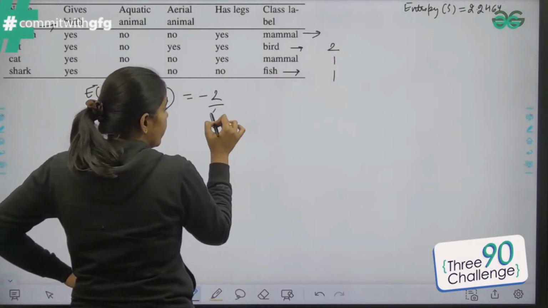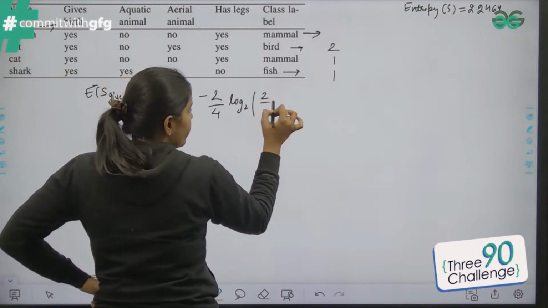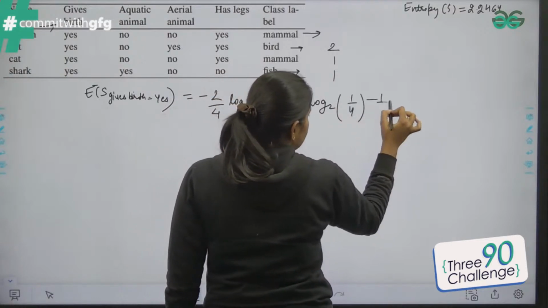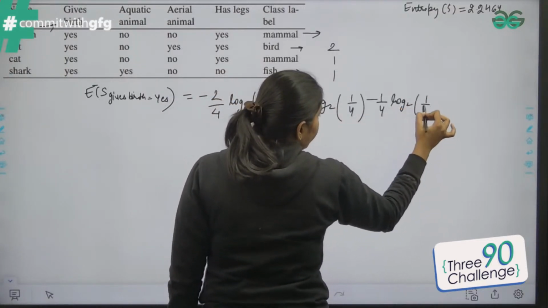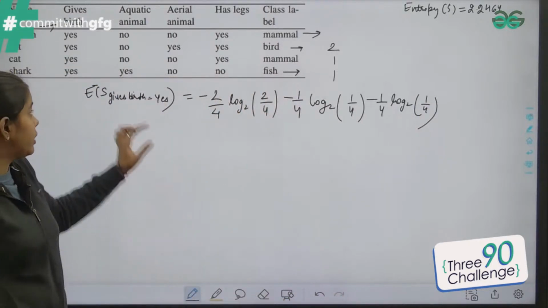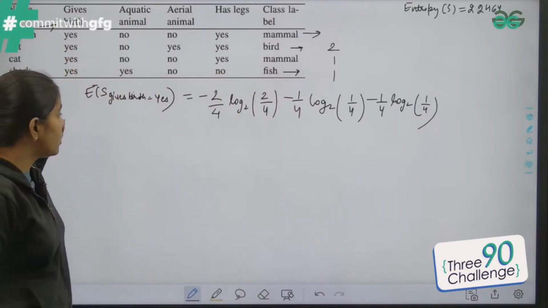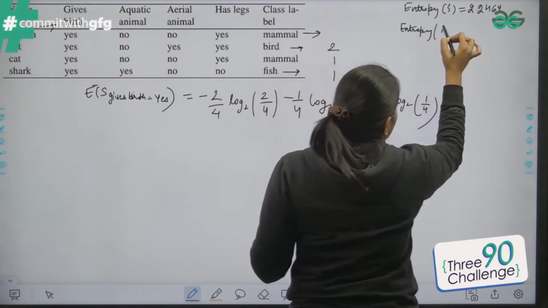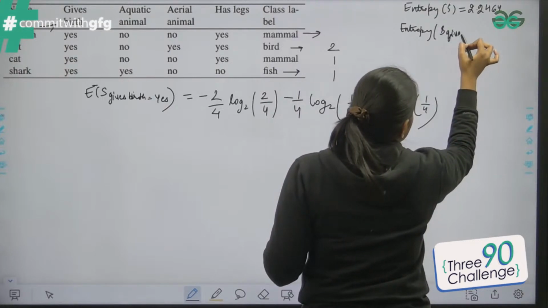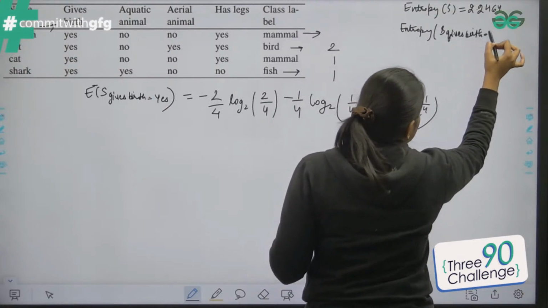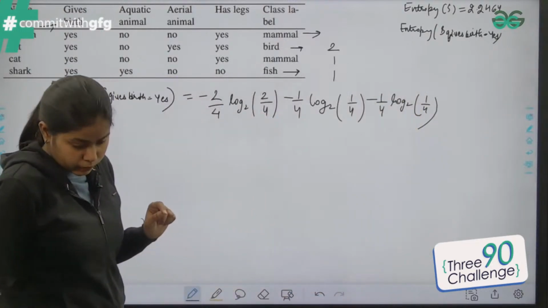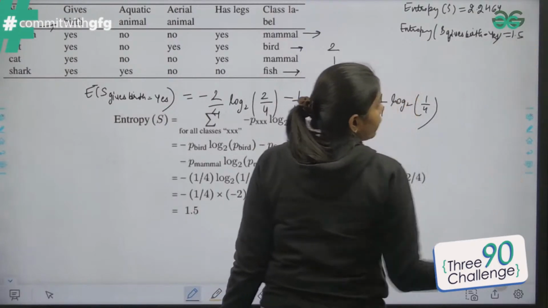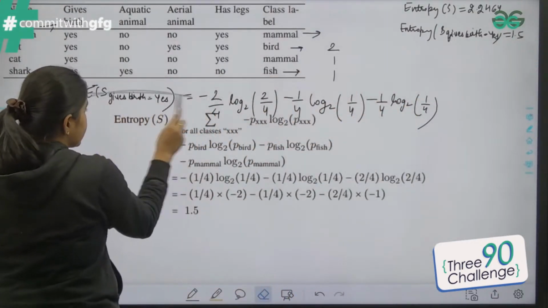So it is minus 2 by 4 log 2 of 2 by 4, minus 1 by 4 log 2 of 1 by 4, minus 1 by 4 log 2 of 1 by 4. This would give me impurity for the feature gives birth. So entropy of S with gives birth equals yes, I have already calculated, and that value would be 1.5.